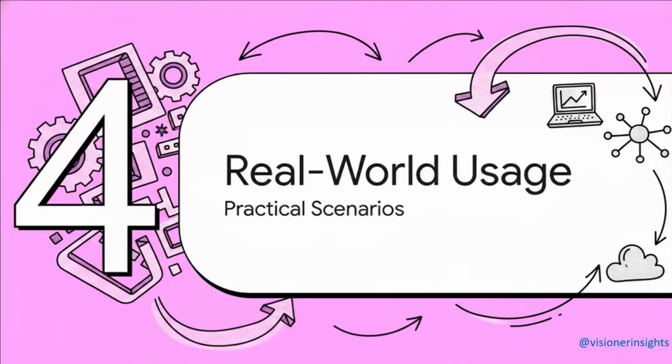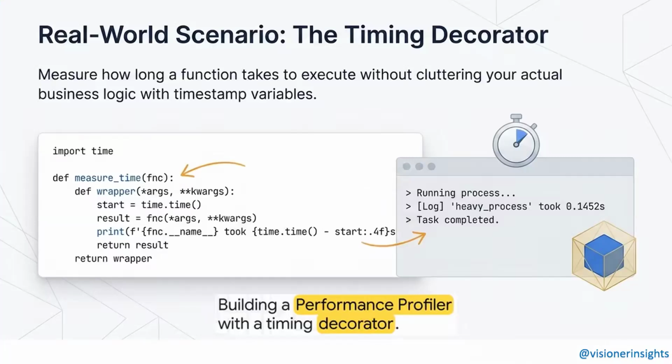Let's shift gears and look at Section 4, Real-World Decorator Usage. Let's see how all of this builds into something incredibly practical, like a performance profiler. If you want to measure exactly how long a function takes to execute, you absolutely do not want to clutter your actual business logic with messy timestamp variables.